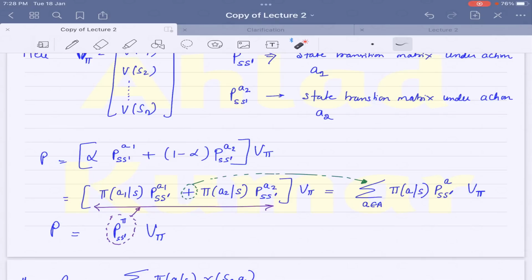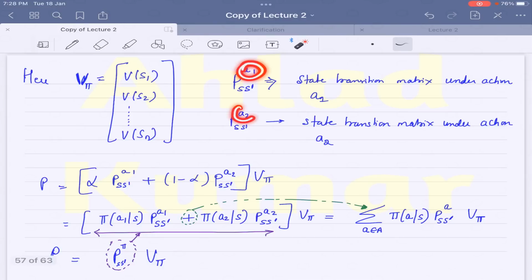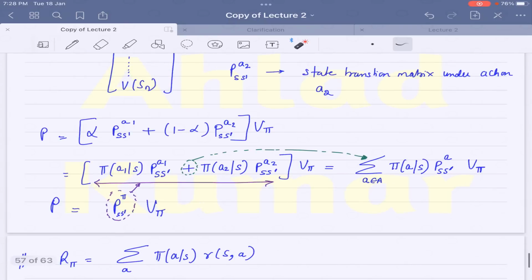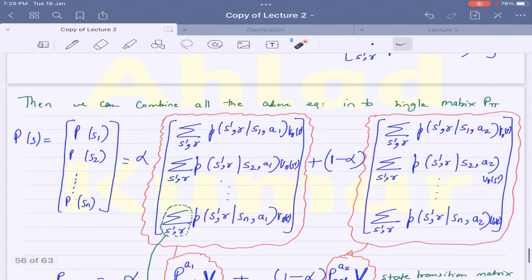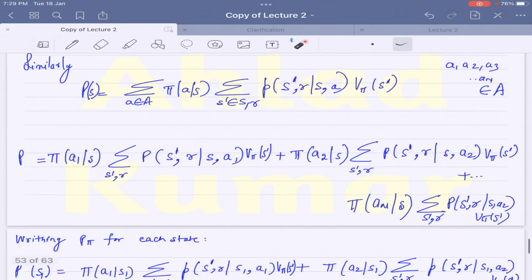In order to distinguish this from the normal state transition matrix, we represent it like this. You can see in the superscript I am writing pi. If I am writing pi over here, that means it's a policy driven state transition matrix, and policy is deciding the actions which are coming over here. So based on different actions A1 and A2 which are defined by the policies, you have different state transition matrices. So we can represent P as the multiplication of these two matrices, which is given over here. The multiplication of these two matrices implements this particular expression.